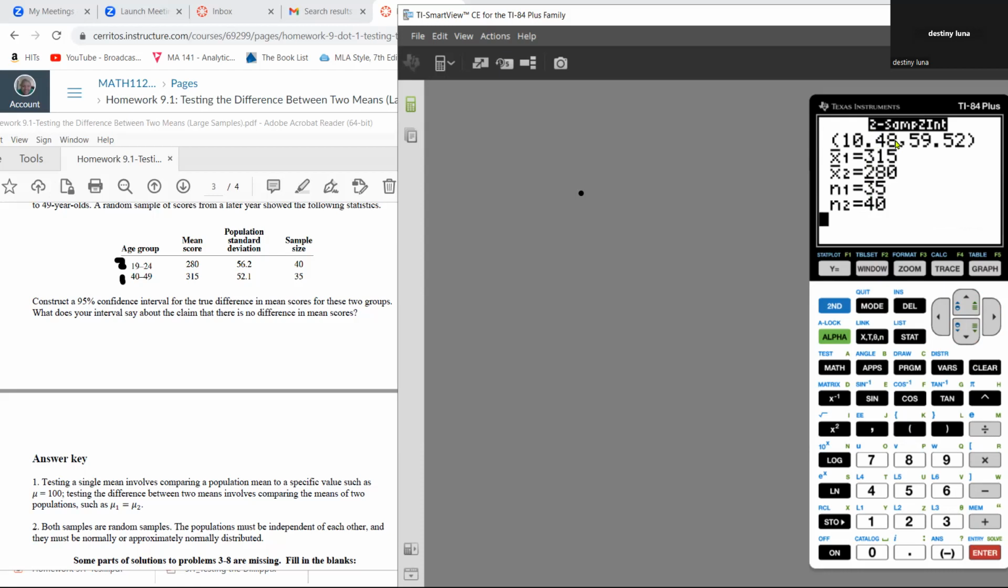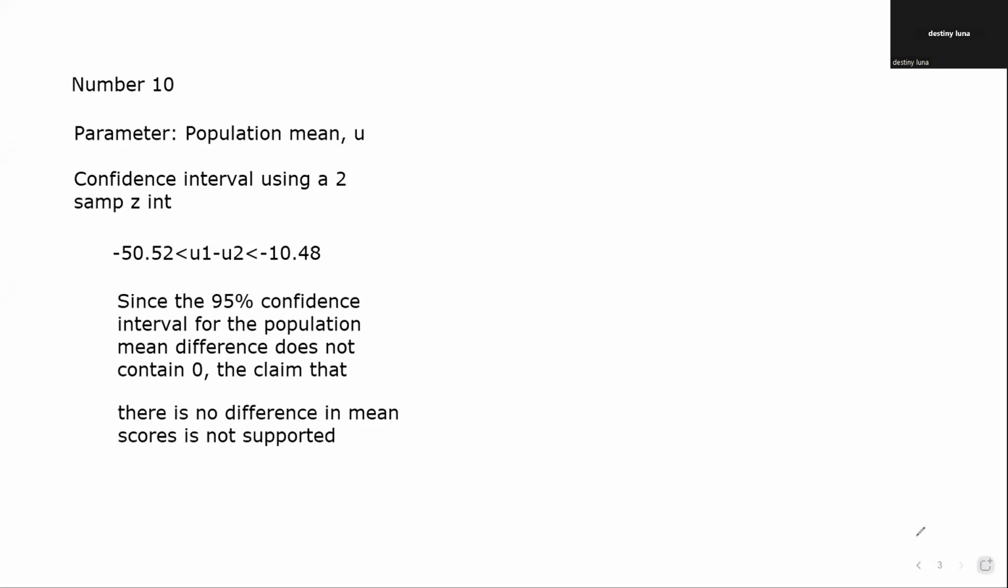So 10.48 to 59.52. So all I'm going to do here is change the way this interval is written. This still holds, but I'm going to change how it's written. So 10.48 to 52.52. I'm going to leave it here, but you're going to report this interval.